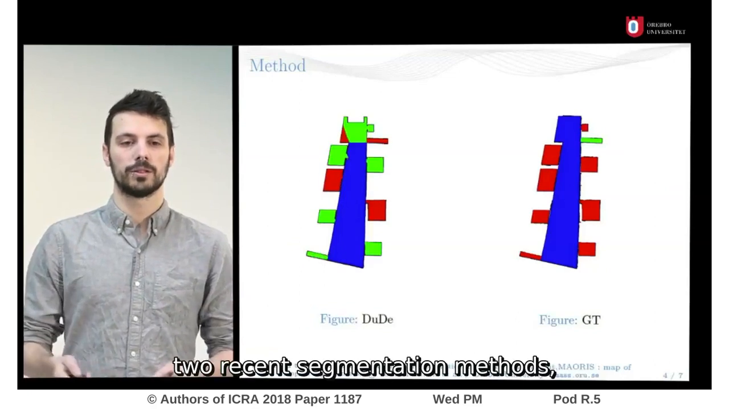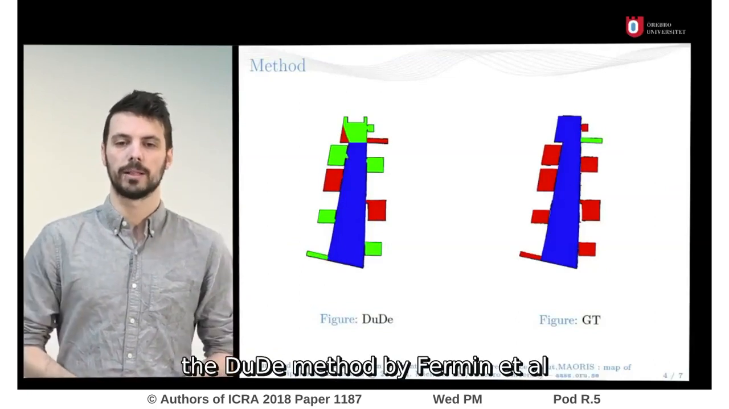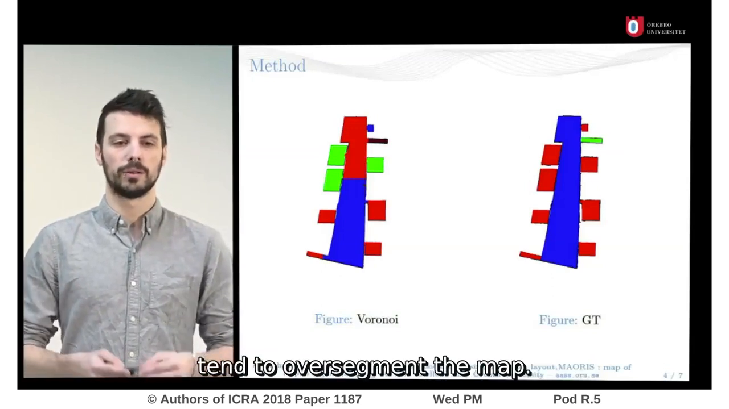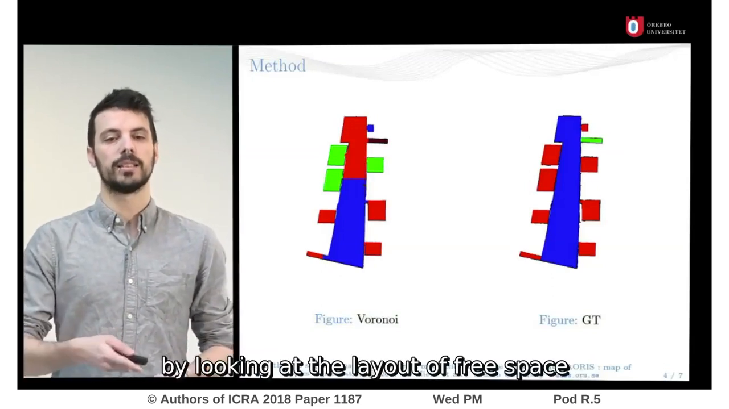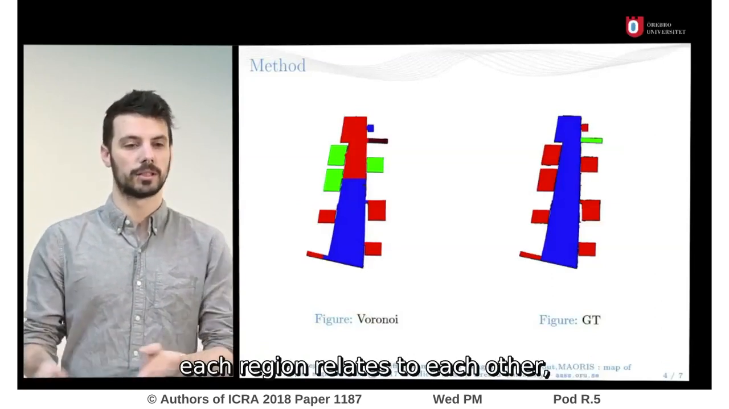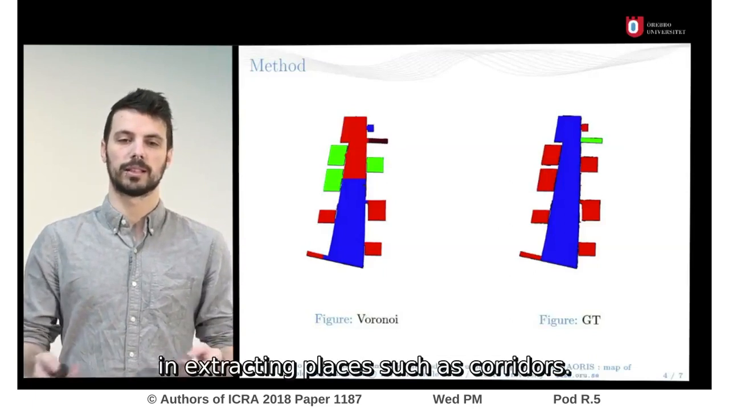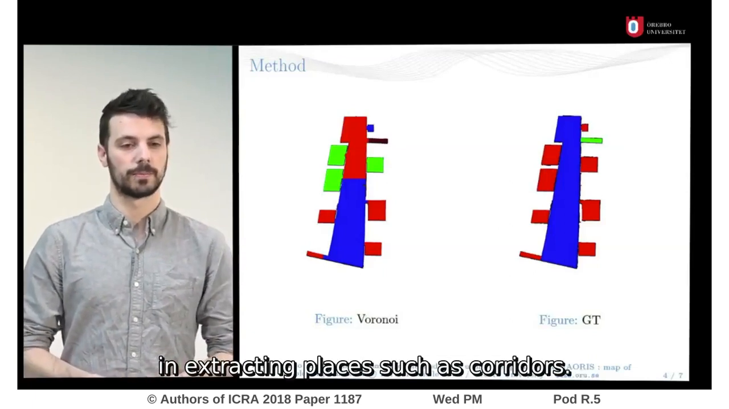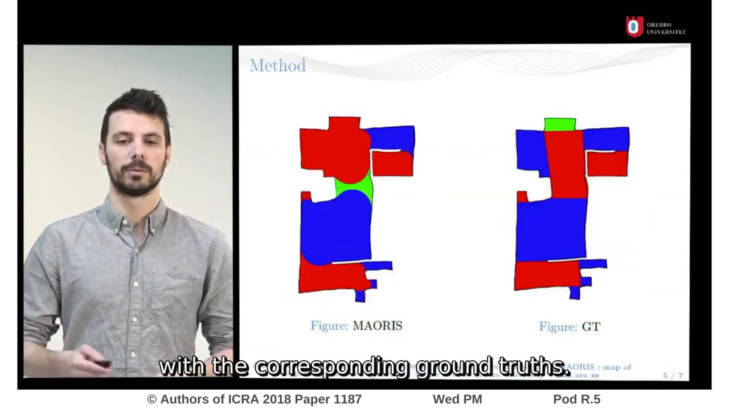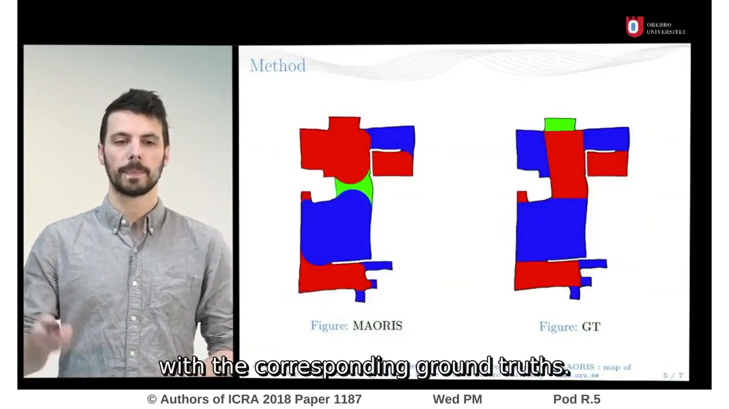In comparison, two recent methods, the DUDE method by Fermin et al. and a Voronoi-based segmentation by Bormann et al., tend to over-segment the map. As we can see by looking at the layout of free space and understanding how each region relates to each other, MAORI is more robust in extracting places such as corridors. Here are some more examples of segmentation using MAORI with the corresponding ground truths.